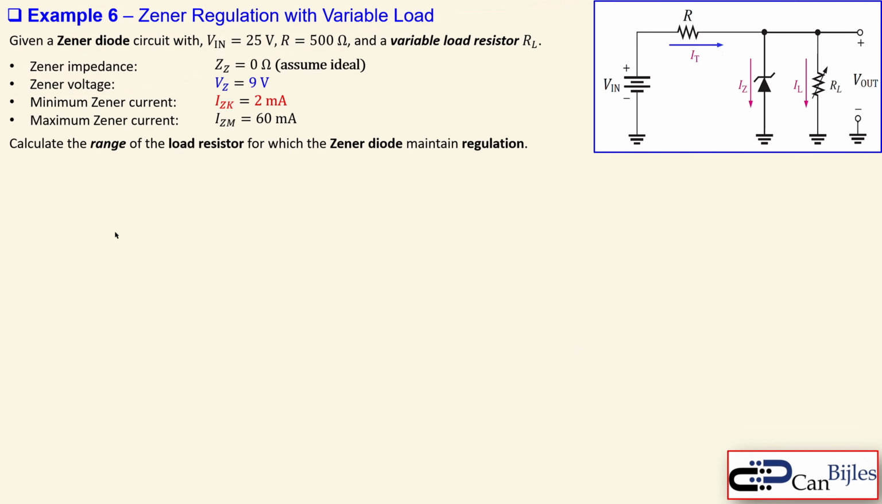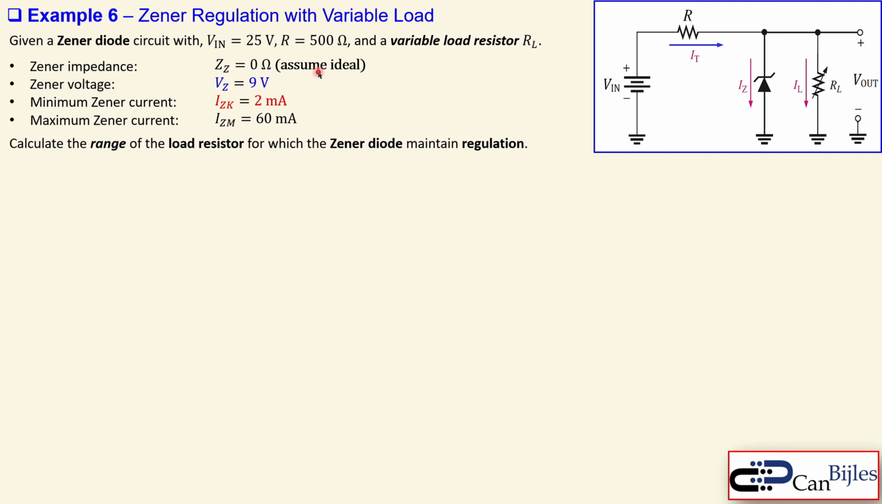Now let's look at our example number 6. It will be our final example. We'll illustrate the Zener regulation where you have a variable load. Again, the same circuit. You see the Vin is 25 volts in this case. The resistor R is 500 ohms, and we have a variable load RL. And there is a Zener diode here, and we have some parameters for the Zener diode.